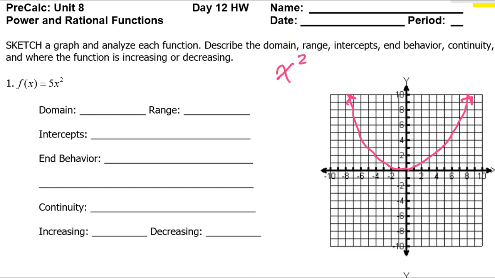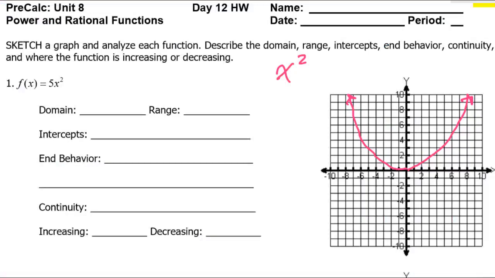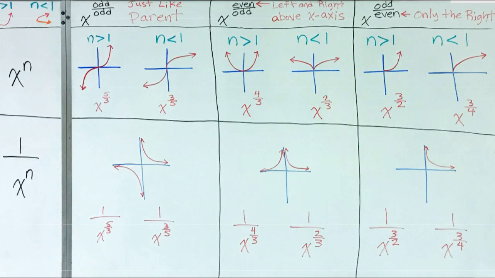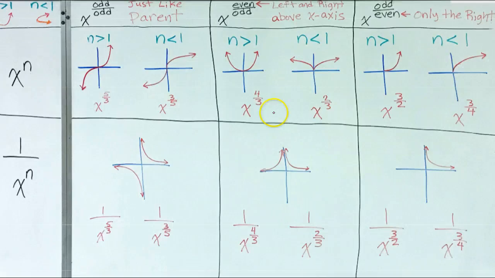So we didn't need this fancy chart, but if I wanted to blindly follow this chart in terms of odd over odd, even over odd, odd over even, then just understand that 2 is the same thing as 2 over 1. So this would be even over odd. So in terms of the chart, that puts us in the middle area. And because the number 2 or 2 over 1 is greater than 1, then that's this first version, okay, the vertical version. So of course it looks just like what I said.